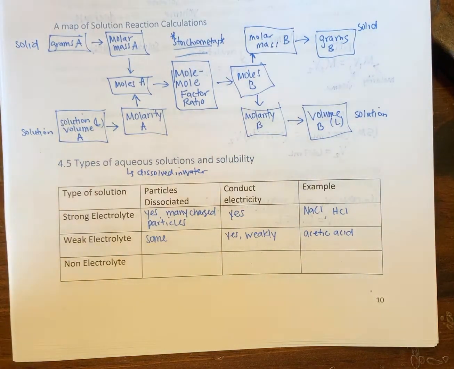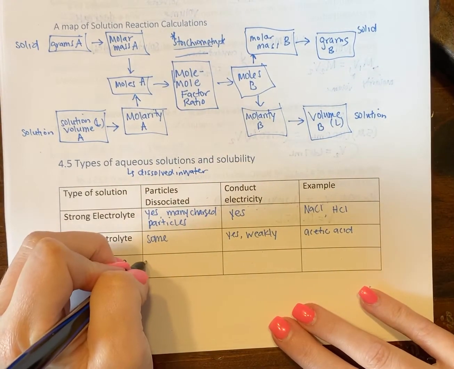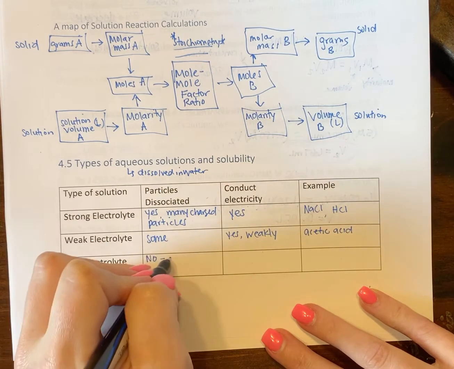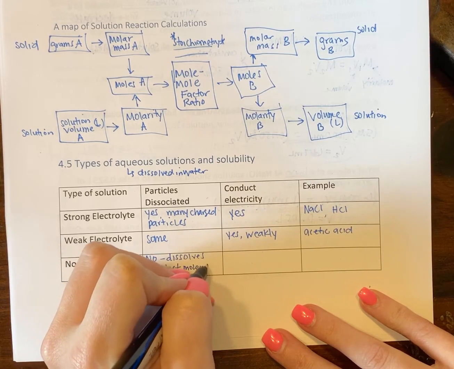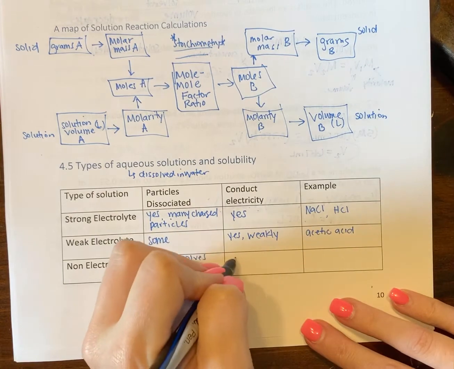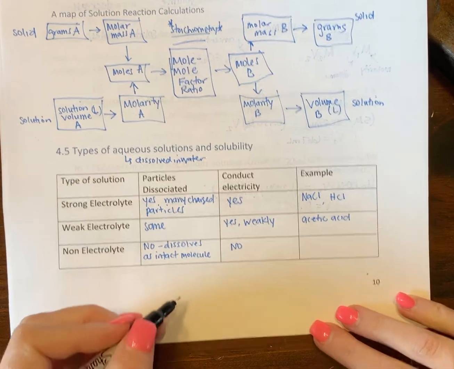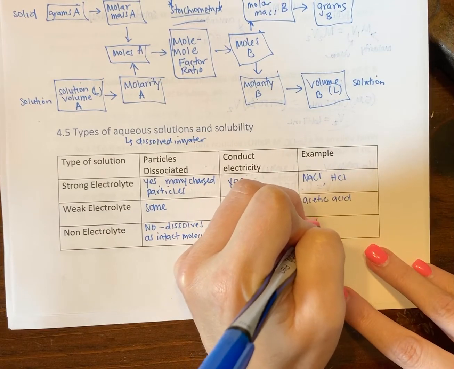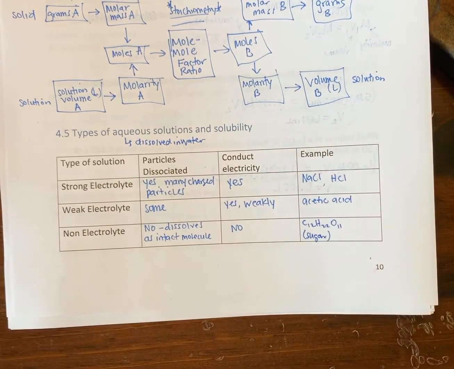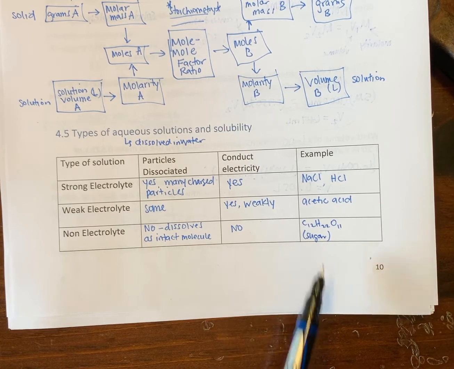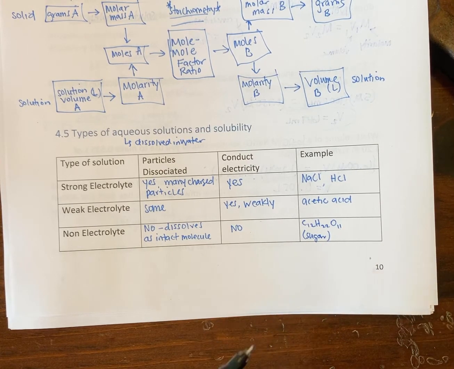And then you can also have a non-electrolyte, and it does not dissociate, it doesn't break apart, it dissolves as an intact single molecule. So it doesn't conduct electricity because there are no charged particles. An example here would be sugar, C12H22O11, table sugar. I like to think about if you eat plain Cheerios and you sprinkle sugar on them, when you're done, there's usually some sugar in the sweet milk. That's an example of that.